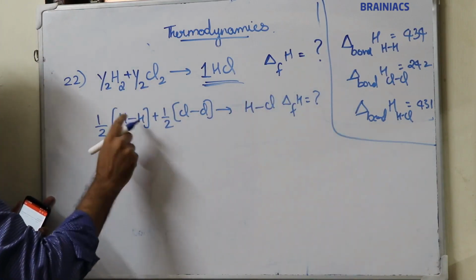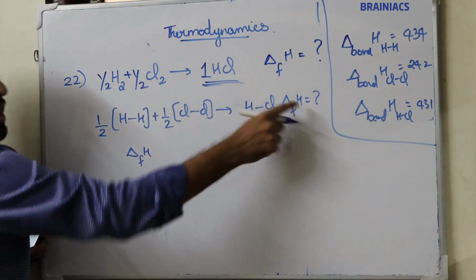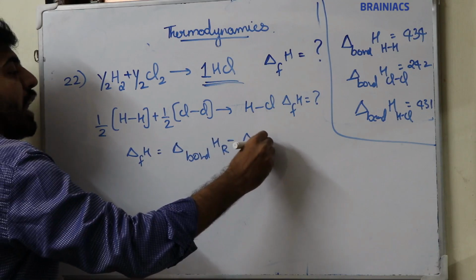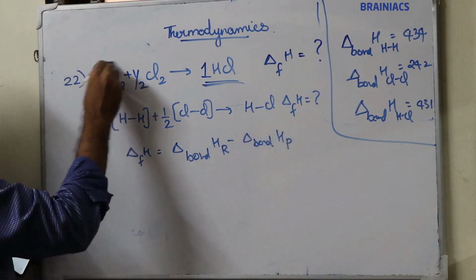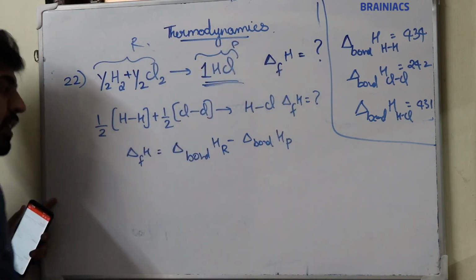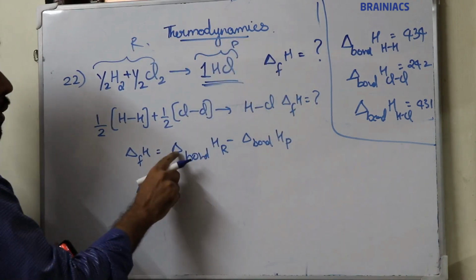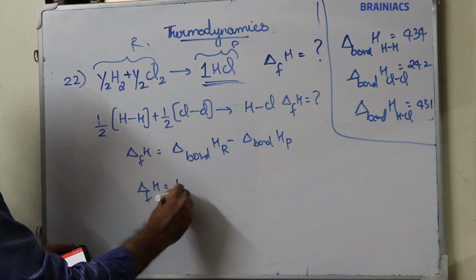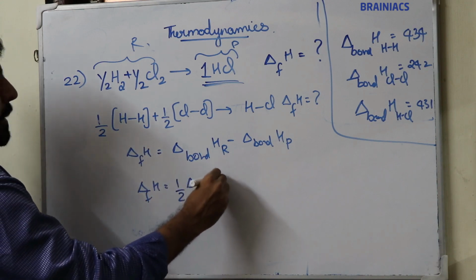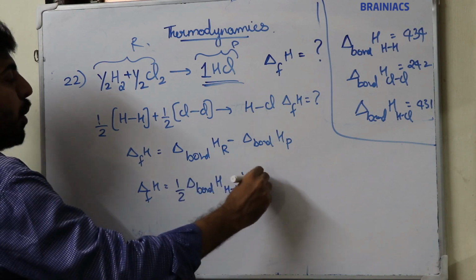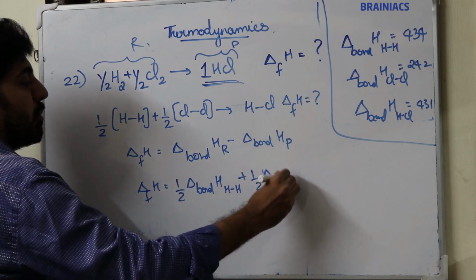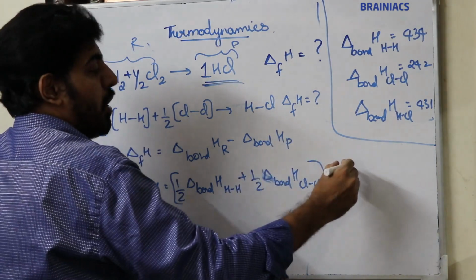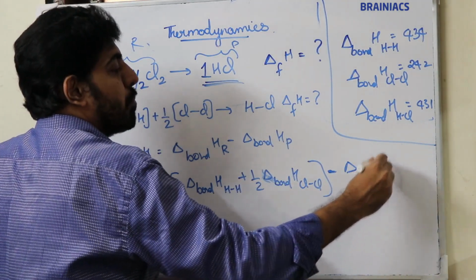Now we know, if bond enthalpies are given, enthalpy of reaction is calculated using this equation: bond enthalpy of reactant minus bond enthalpy of product. Now these two are reactants and this one is product, right? So enthalpy of formation is equal to bond enthalpy of reactant. We have to take half because we are taking only half. So it is half bond enthalpy of HH bond plus half bond enthalpy of Cl-Cl bond, these two are reactant, minus bond enthalpy of product HCl.